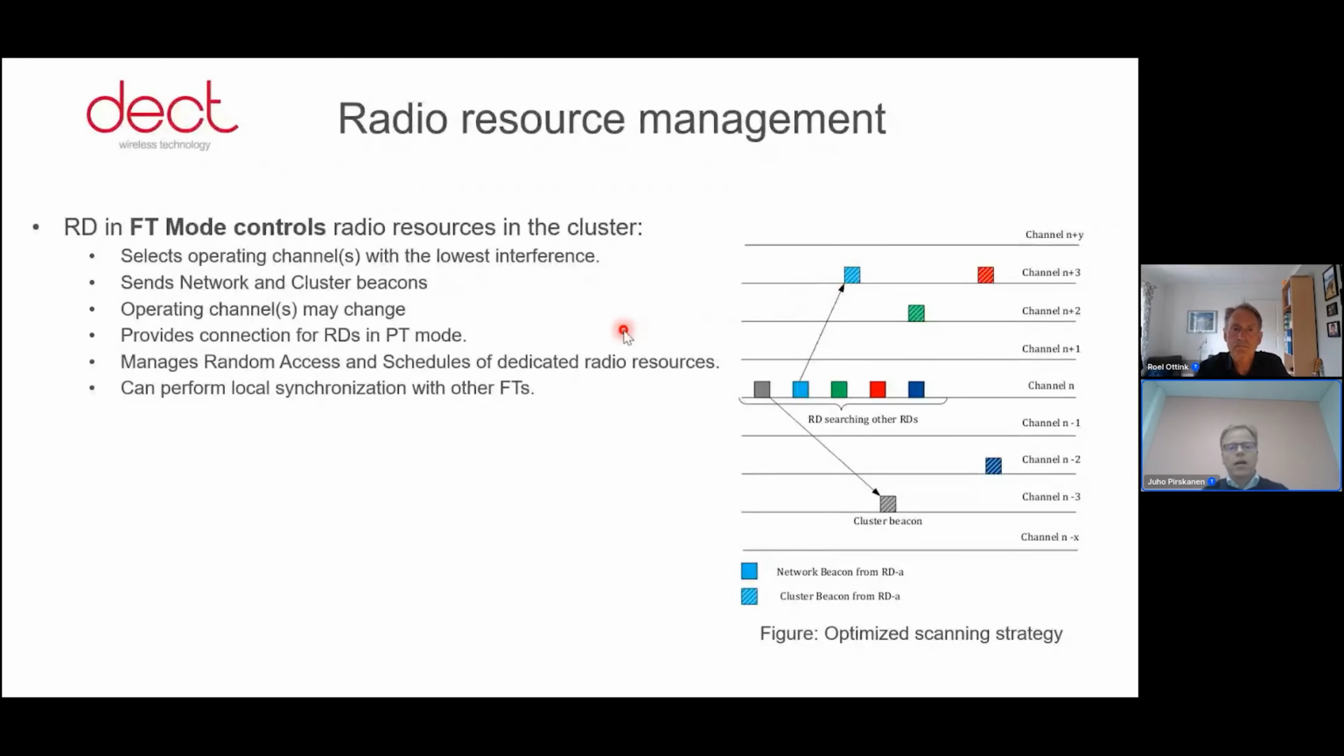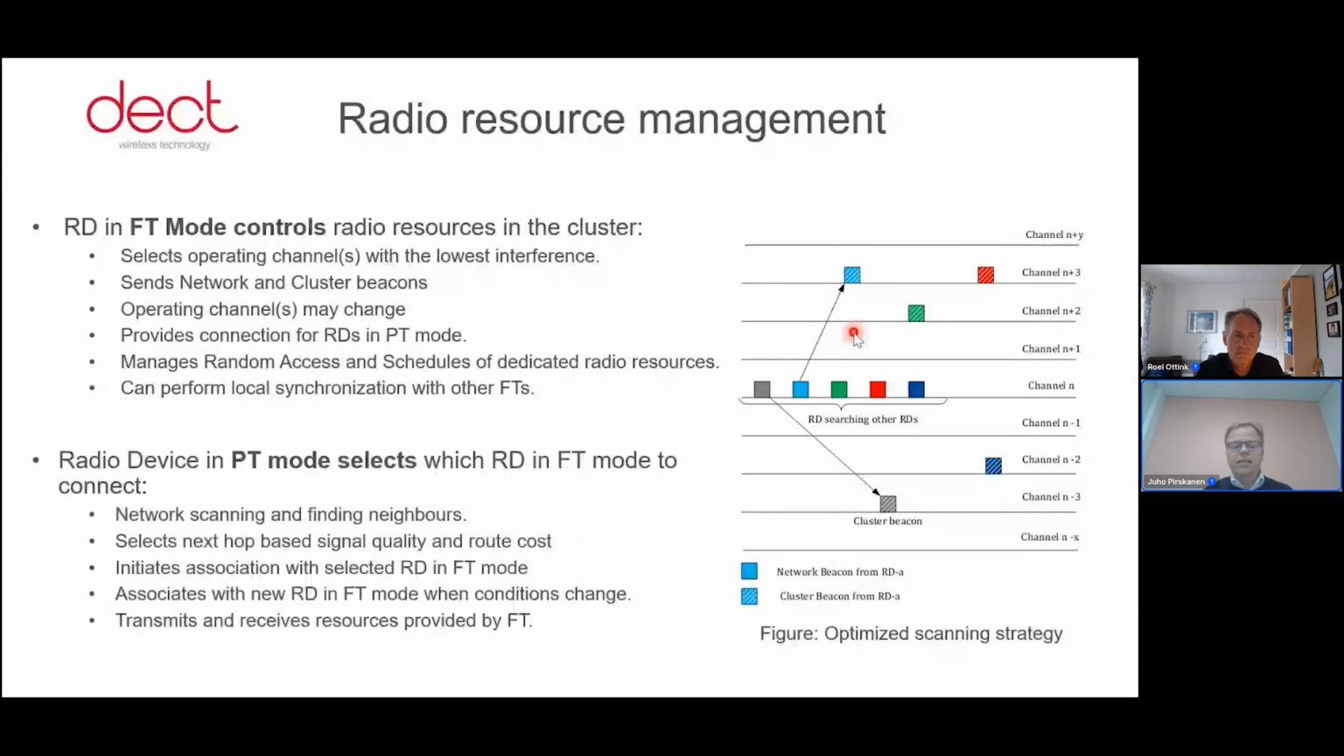Then of course the radio device in FT mode provides the connectivity for other devices to connect to it. It controls the radio resources for the random access transmissions and schedules the dedicated radio resources for the scheduled access, and can operate local synchronization with other FTs so that they can find other cluster beacon transmission times, so that the beacons are not colliding inside the same frequency, and the transmission timings of the beacons are sensible.